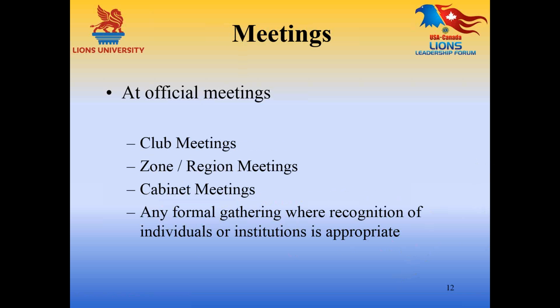Now, any formal gathering where recognition of individuals or institutions is appropriate. An example of this is when you invite members of, say, a diabetes association or of other organizations affiliated with our Lions organization, such as the Lions Foundation of Canada in Canada or Leader Dogs in Michigan. Those are individuals that indeed should be part of the introductions and recognized in an orderly manner.